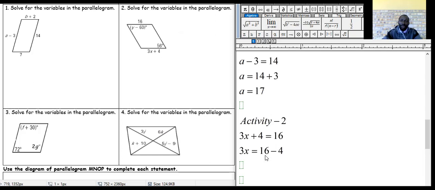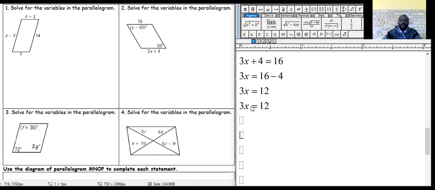And that way we get 16 minus 4. So from here, we can then write 3x equals 12. The next task is to find the value of x. So how do you find the value of x here? Well, to find the value of x, we have to divide 3x by 3.